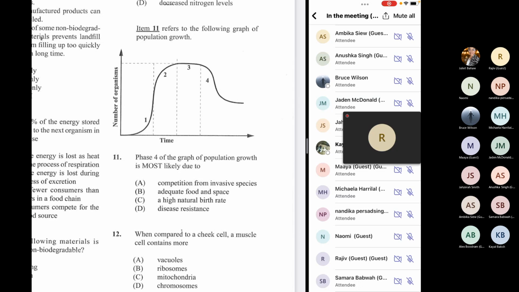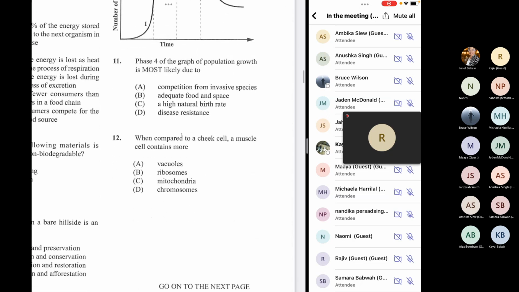Adequate food and space, high natural birth, disease resistance, those are good things. That's something that will encourage a population size to increase. So 11 would have been A. All right, Samara, 12.